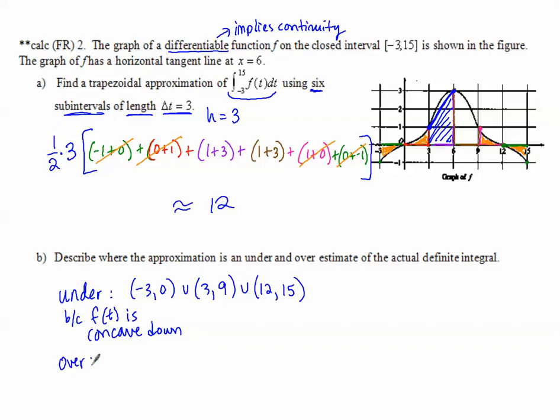Where is there an overestimate? Well, what are we looking for? It's going to be an overestimate because our function that we're looking at in the graph is concave up. So where is that happening? 0 to 3 and 9 to 12. Concave up here, and then again concave up here. And that's it.